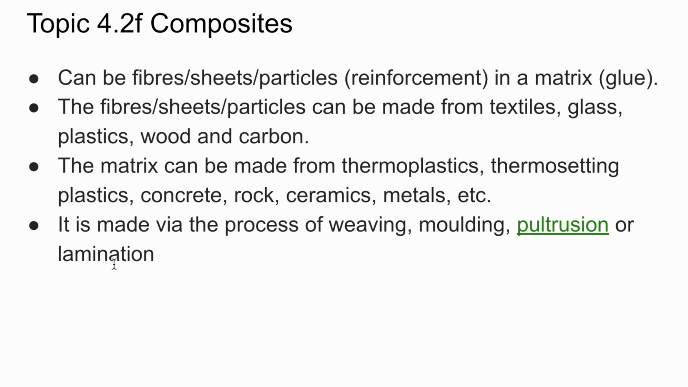Generally, when we're talking about composites, we can think of them as being fibers or sheets or particles that have reinforcement in some sort of matrix or glue. They can be fibers or sheets or particles that have been made from textiles, glasses, plastics, woods, or carbon. The matrix can be made from thermoplastic, thermosetting plastic, concrete, rocks, ceramics, metal. It is made via the process of weaving or molding or pultrusion or lamination.